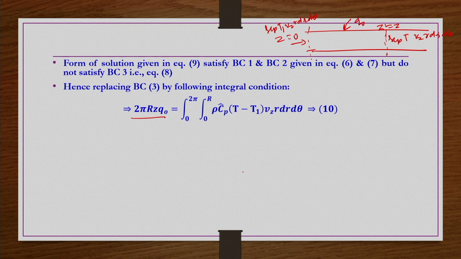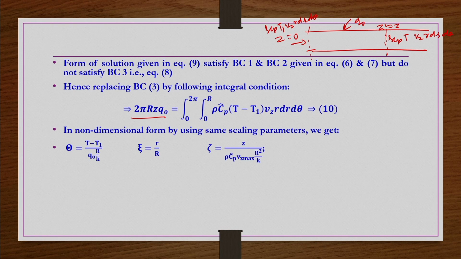Now, the temperature is not a function of theta. So you can write 2 pi integral 0 to R rho Cp (T minus T1) Vz r dr, and that is it. Then 2 pi will be cancelled out. Now here also you apply the same scaling parameters exactly, and then you get this boundary condition.